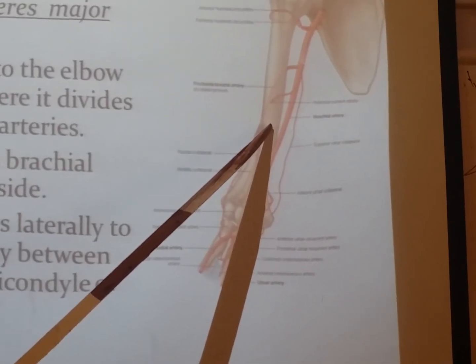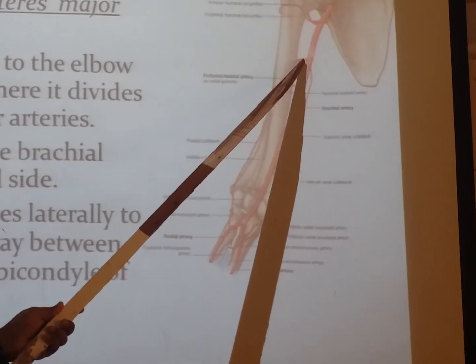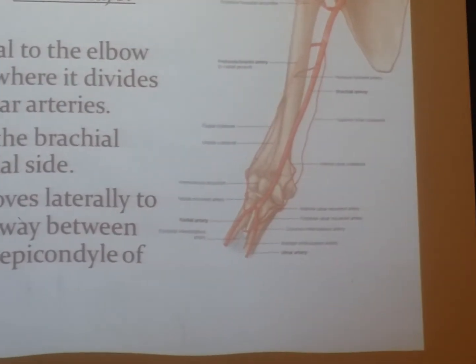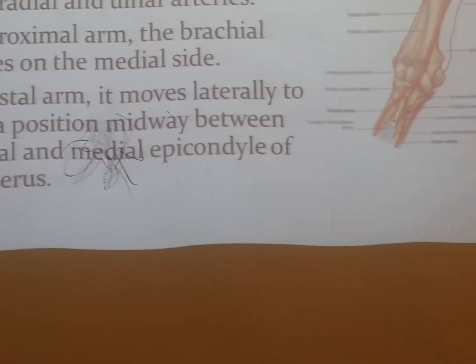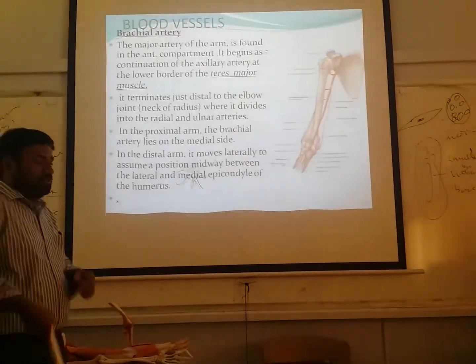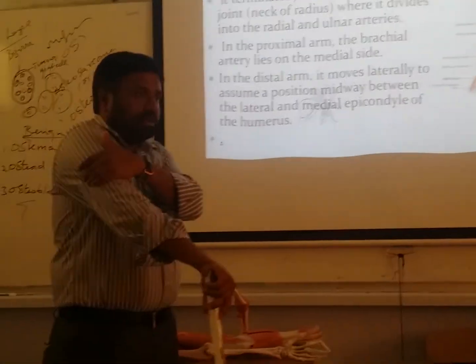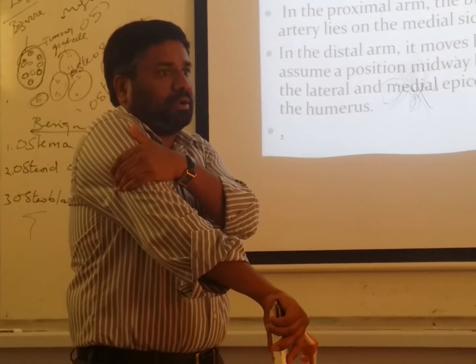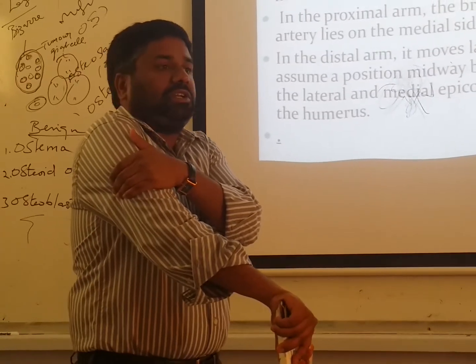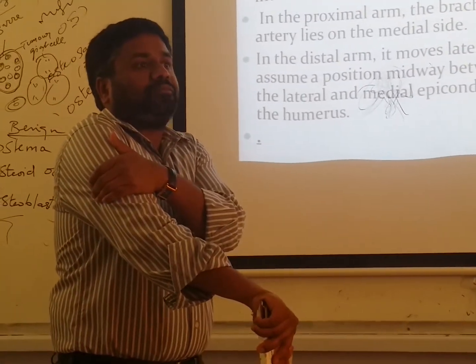It runs with the radial nerve in the spiral groove; that is the profunda brachii artery. Profunda means a bigger branch. It runs along with the radial nerve in the posterior compartment, supplying the structures in the posterior compartment. Clear? Which is the nerve of the posterior compartment?